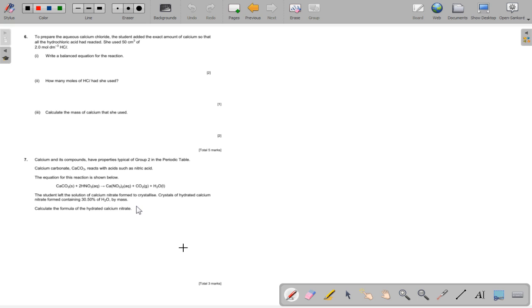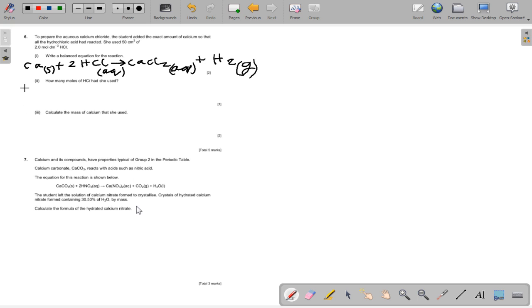So off we go again. We have Ca solid plus 2HCl, which goes to CaCl2 aqueous plus H2 gas. That's aqueous as well. Brackets, brackets, brackets.